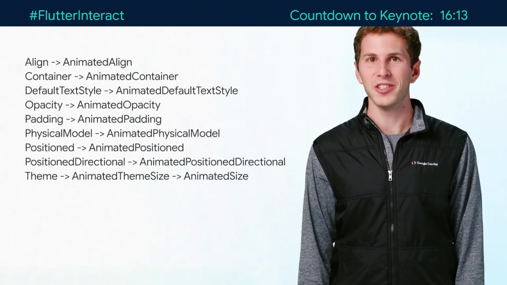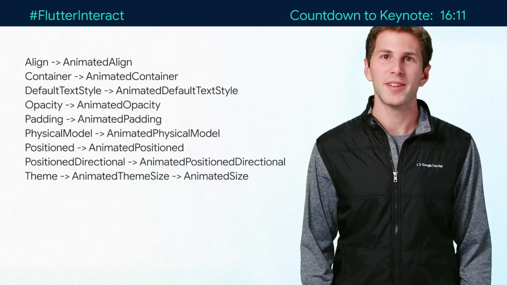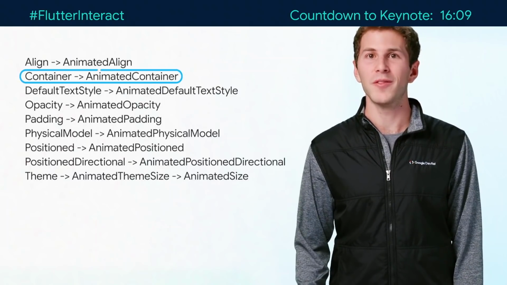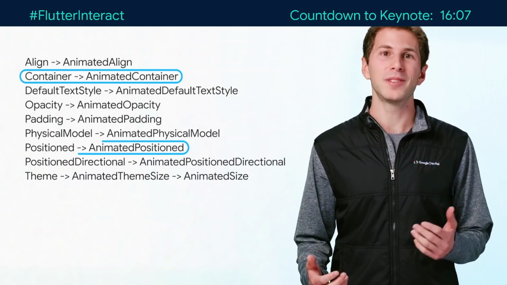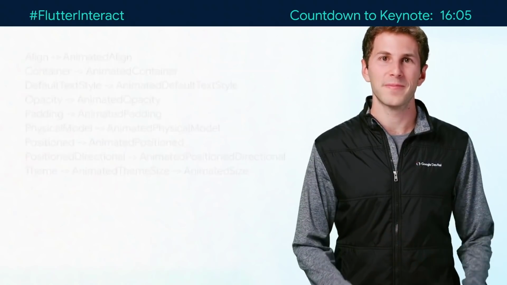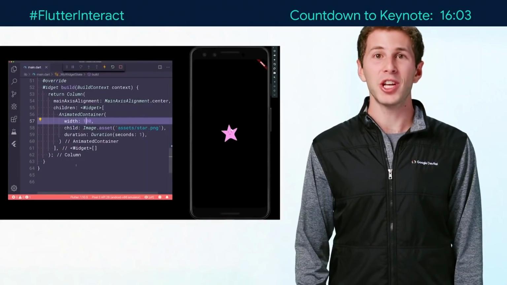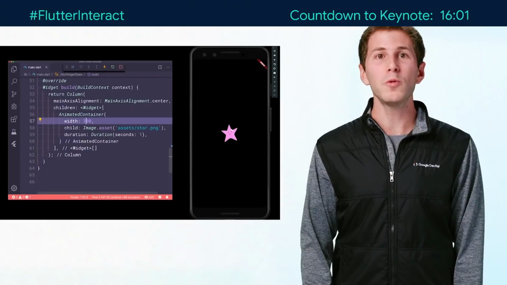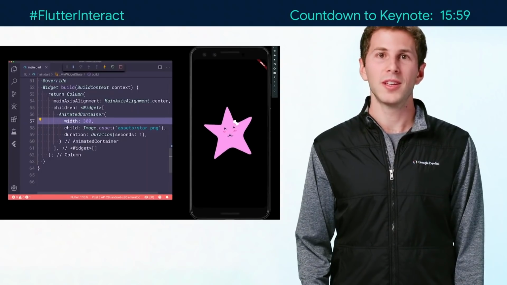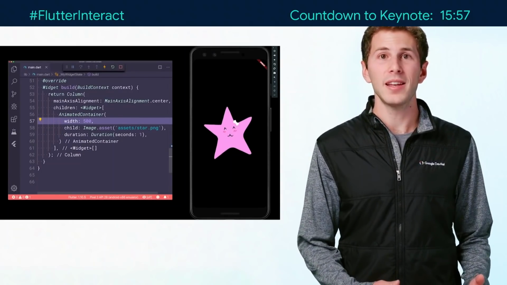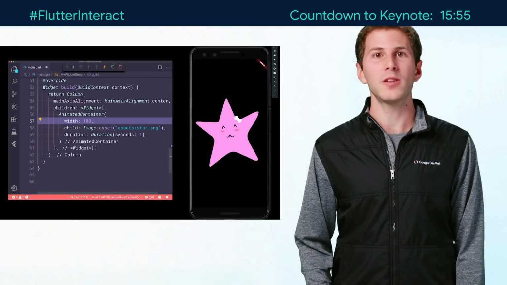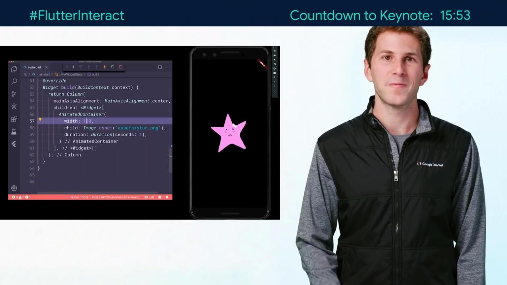Flutter includes a series of widgets that are animated versions of existing widgets that you've probably already used in your app, such as the AnimatedContainer version of the Container widget and the AnimatedPositioned version of the Positioned widget. These widgets automatically animate changes to their properties. When you rebuild the widget with new property values, such as with StatefulWidget's setState, the widget will handle driving the animation from the previous value to the new value.